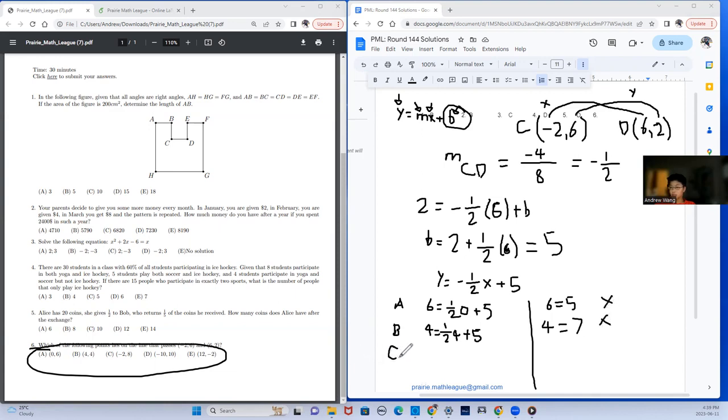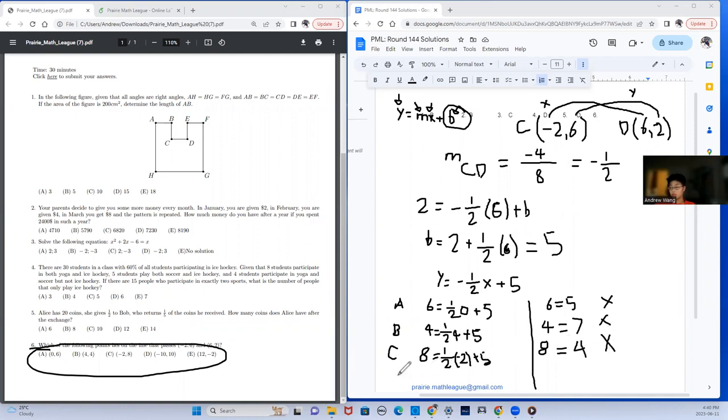Now let's check for C. The C's points are -2 and 8, and you plug it in. 8 equals half of -2 plus 5, and this will give you that 8 supposedly equals 4, and that is incorrect.